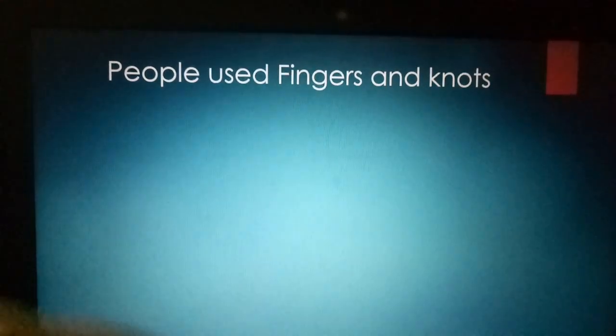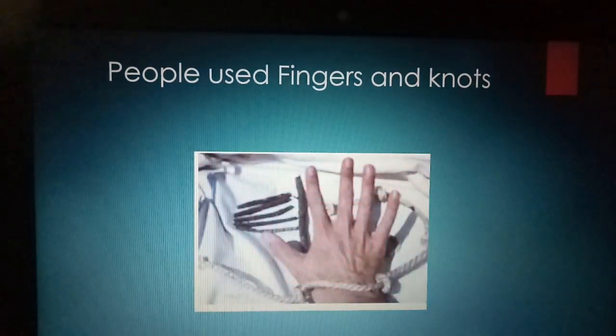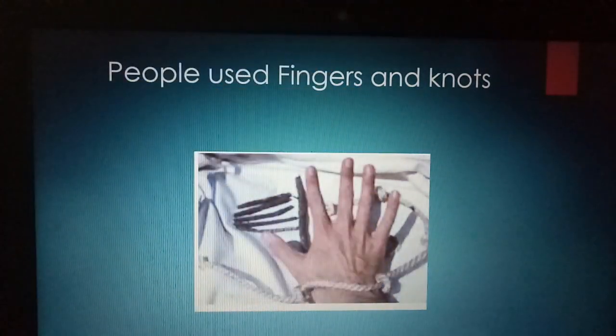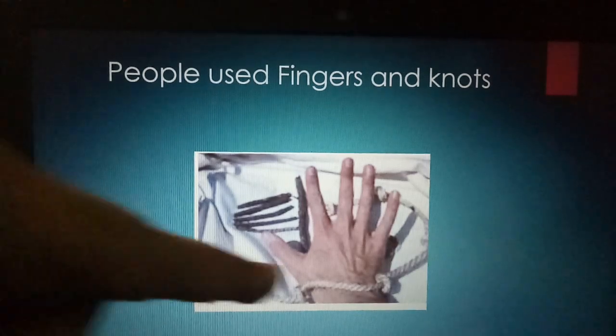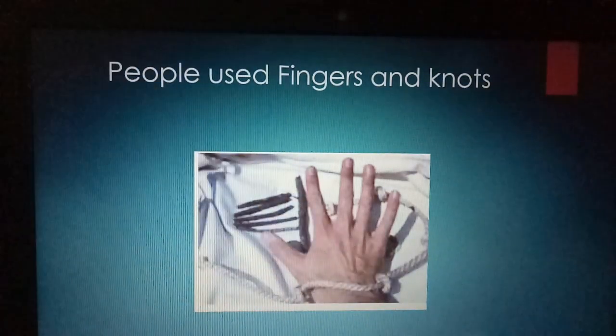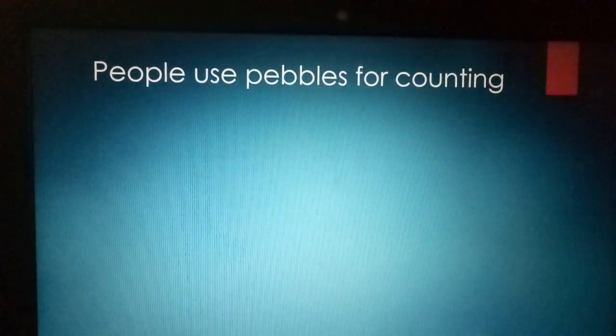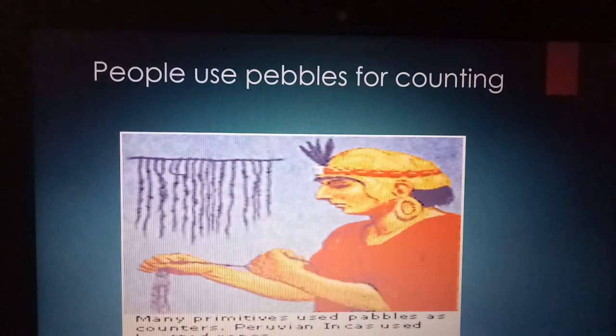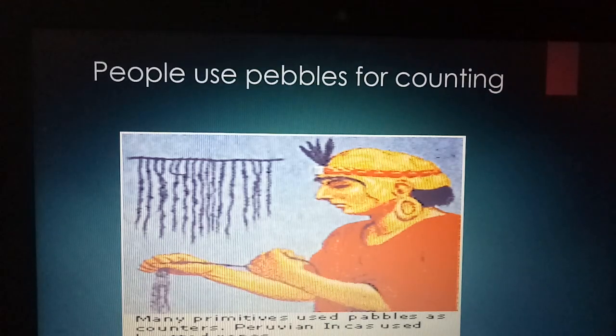Then they used fingers and knots. Fingers from their hands, the fingers 1, 2, 3, used for calculation in this way. They used knots for calculation. Next, they used pebbles. They used colorful stones for calculation. Many primitive people used pebbles as counters. So they used stones for calculating their things. They used to tie up colorful stones for calculation.